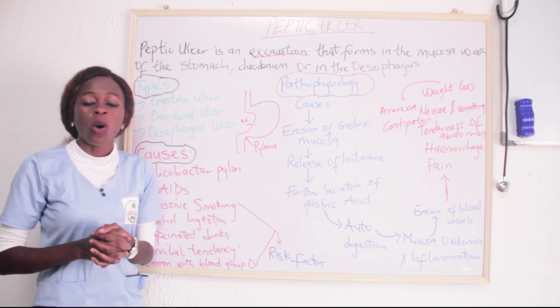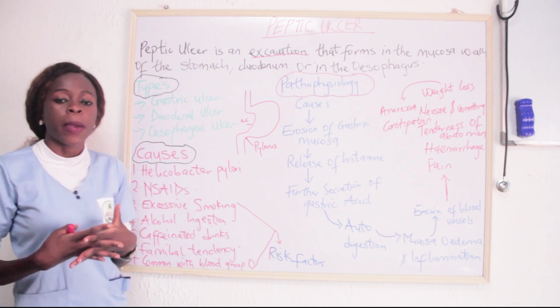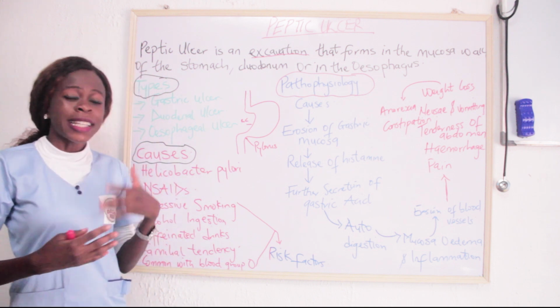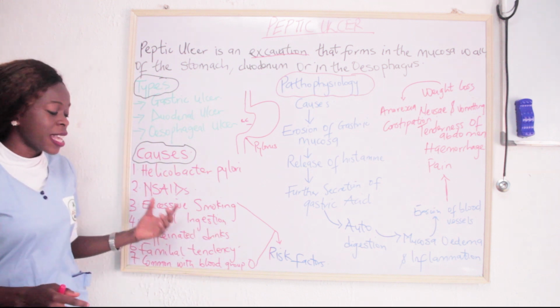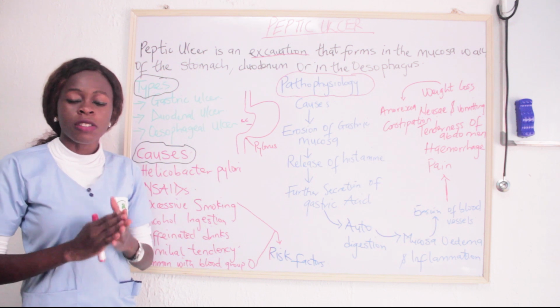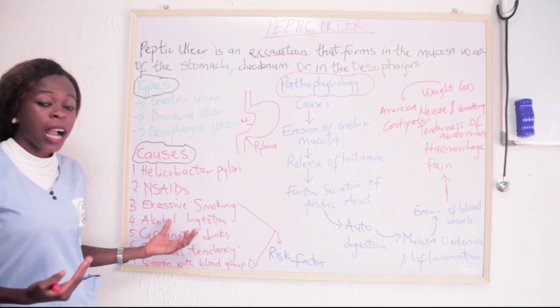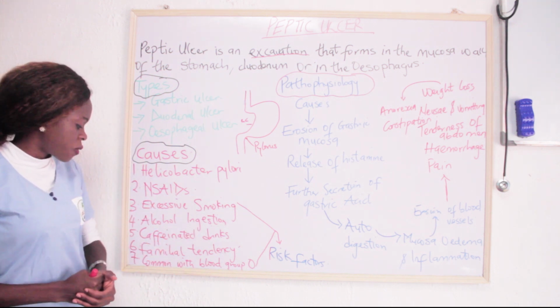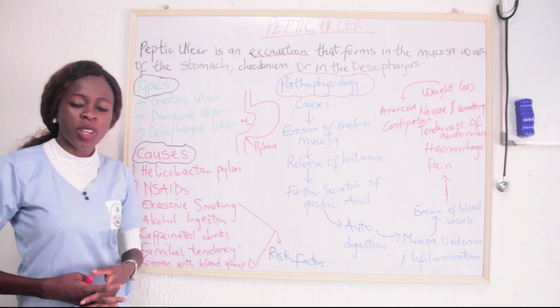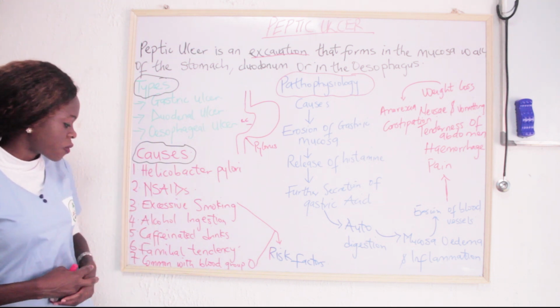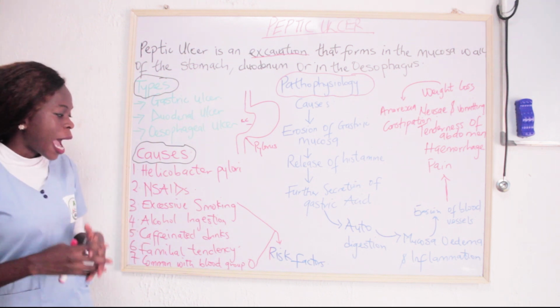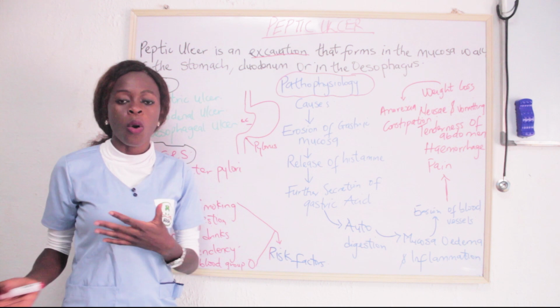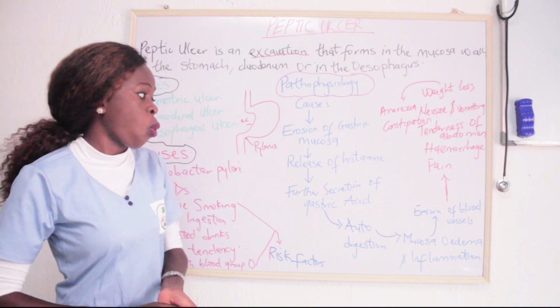So NSAIDs are also one of the causes of what? Peptic ulcer. Then other risk factors for peptic ulcer are: excessive smoking is a risk factor, alcohol ingestion is a risk factor, caffeinated drinks, caffeine, is a risk factor, familial tendency is a risk factor, and also ulcer is common among blood group O.